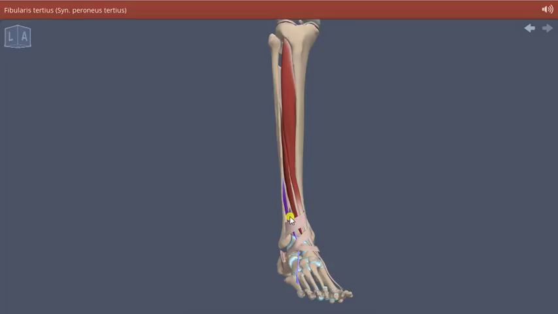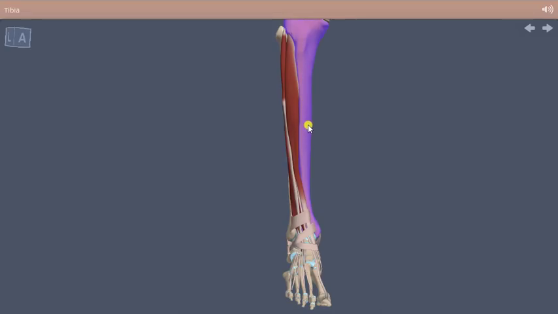The most lateral one and the smallest one is fibularis tertius. The tibia has three surfaces: medial, lateral, and posterior surfaces. As you can see, the medial surface has no muscle attachments, it's subcutaneous, and it forms the shin of the leg.